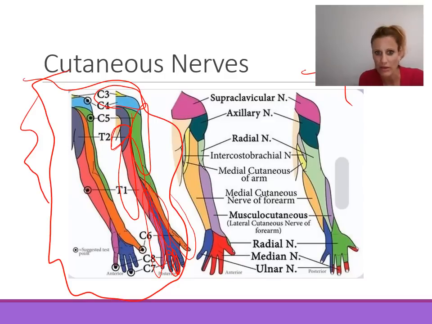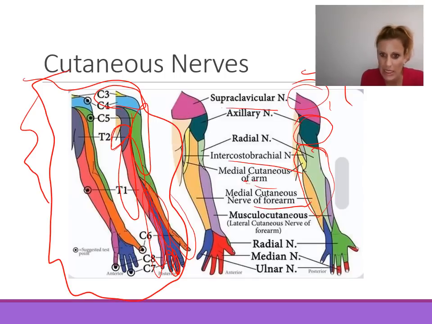So again, the supraclavicular nerve was here for C3 and C4. Okay, the axillary nerve, the radial nerve, the medial cutaneous nerve, the intercostobrachial, medial cutaneous nerve of the forearm, musculocutaneous, the radial nerve, the median nerve, and the ulnar nerve. These we'll talk about later. I'll expect you guys to learn these later on when we look at the nerves of the arm.